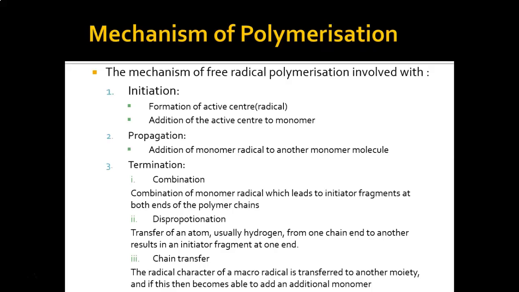Okay, now we proceed with the mechanism. The challenging part of the radical polymerization process is the mechanism. The mechanism of free radical polymerization involves three steps, which are initiation, propagation, and termination.